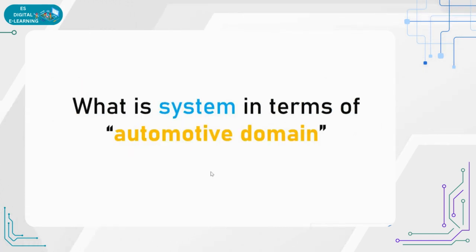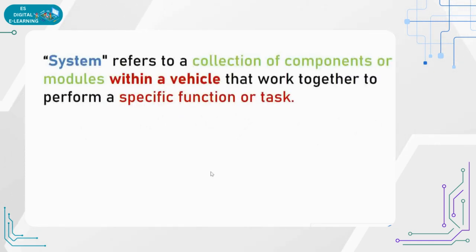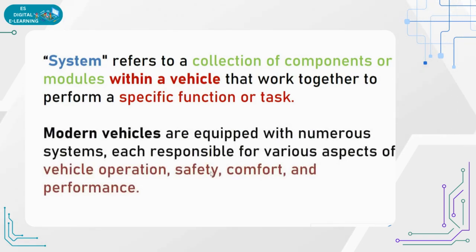What is a system in terms of the automotive domain? The automotive domain is specifically about on-road vehicles, where a system refers to a collection of components or modules within a vehicle that work together to perform a specific function or task. Moreover, in earlier days, to perform some application like the wiper system or seat control, vehicles had individual, separate controllers. So to operate that was very difficult.